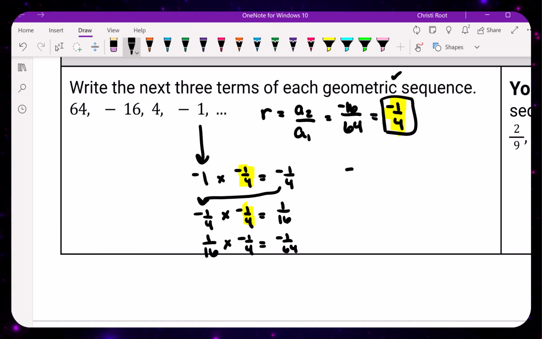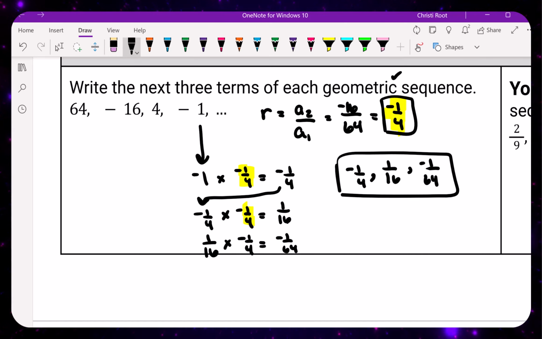So the next 3 terms, final answer, it's going to be positive. And notice that whenever you have a common ratio that is negative, your numbers alternate signs. So -1/4, +1/16, -1/4. That's basically it. Find the common ratio, multiply to find the next 3 terms.